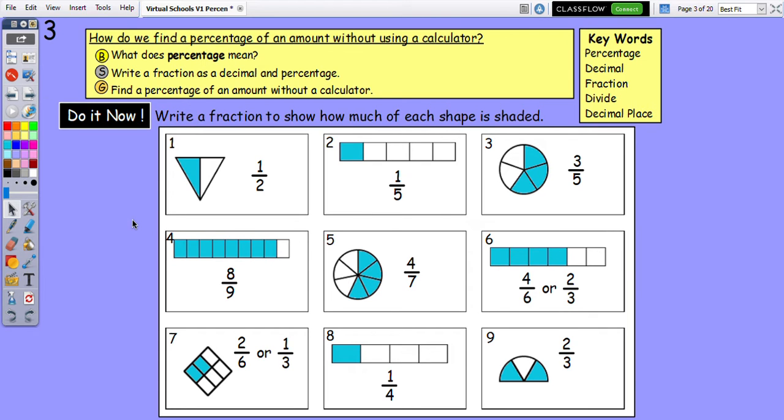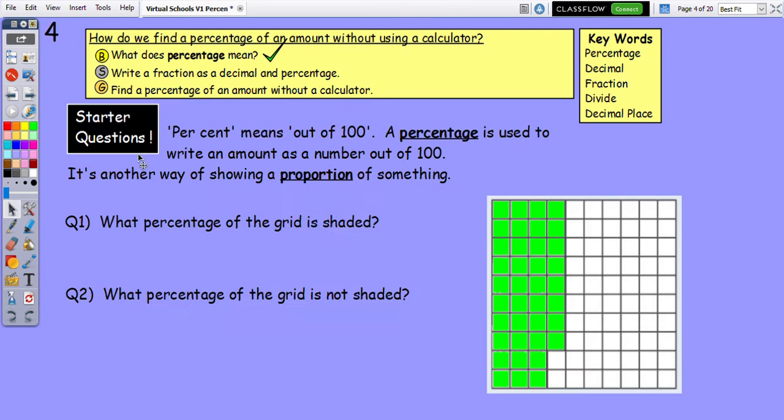Hopefully you managed that quite simple do now. Writing a shaded shape as a fraction. Hopefully some of you realised that some of these fractions will simplify. It's always best practice to write a fraction in its simplest form. Well done, have you got those? Moving on, we're going to look at what percentage means.